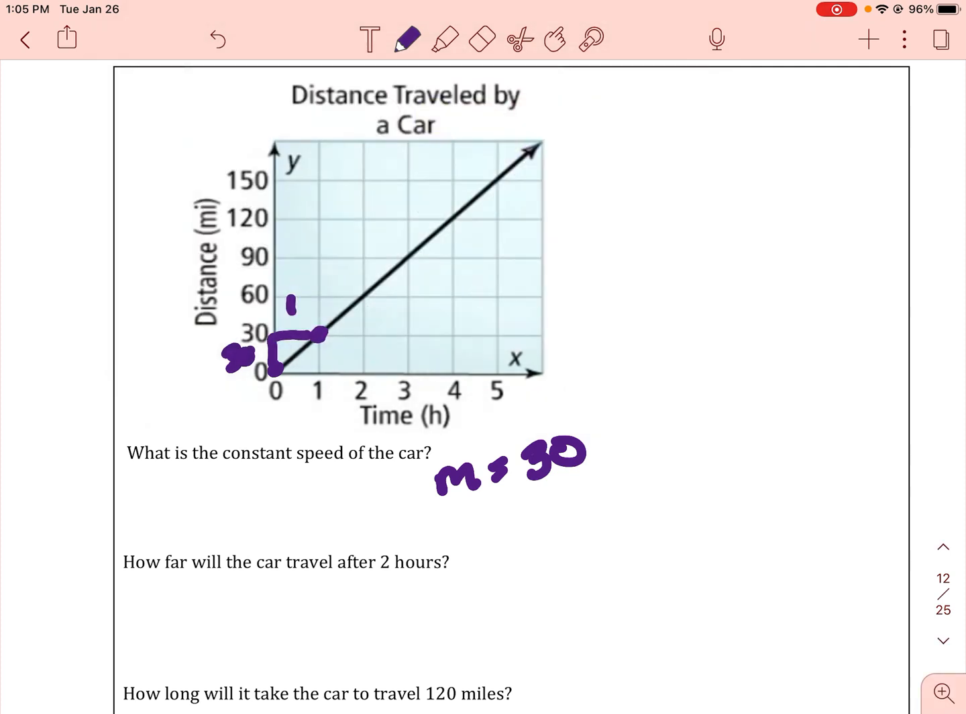How far will the car travel after 2 hours? Well, this is time in hours. If it's going 30 miles in 1 hour, then in 2 hours, or if we want to come up with our equation where x is hours, 30 times 2 is 60. So you will have 60 miles traveled in 2 hours.